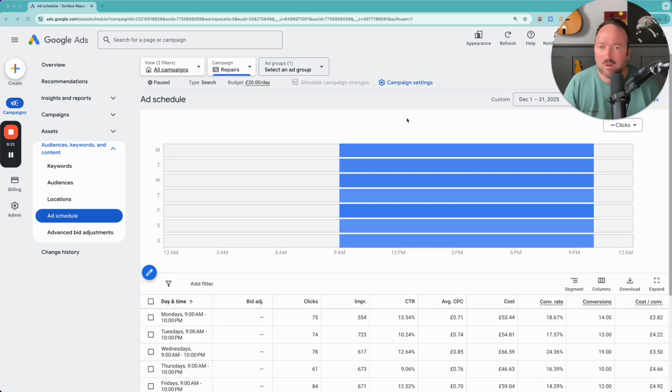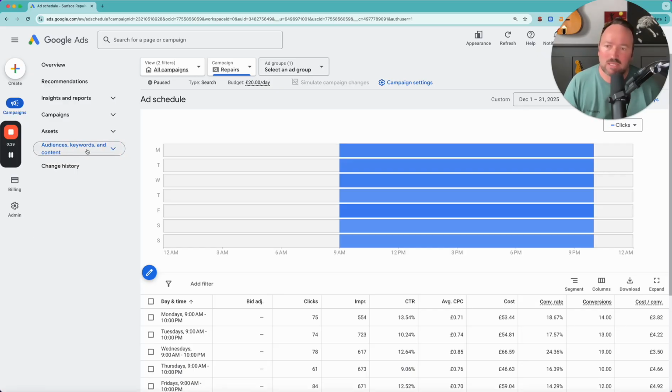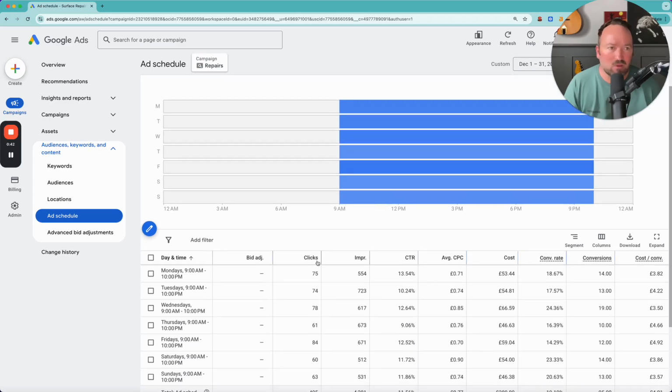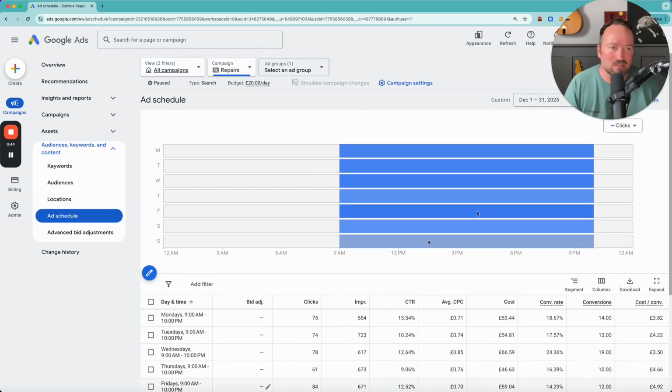The way you do that, once you're in your campaign, go down to audiences, keywords, and content and click on add schedule, where I am already. You can see how I've got this campaign set up. I've got a budget of £20 a day on this campaign. And the good thing about this is you can actually see some data. This is for the month of December.